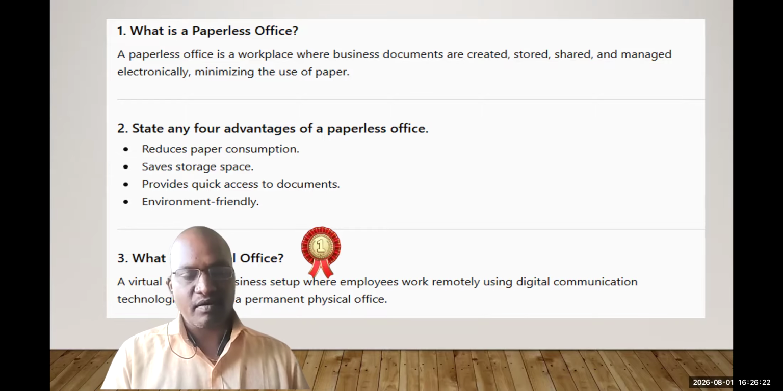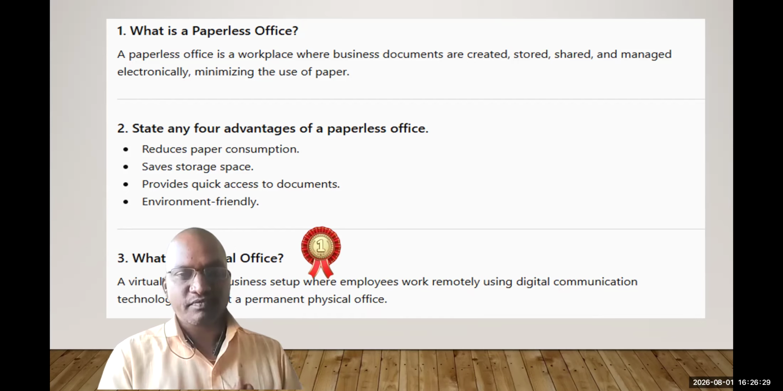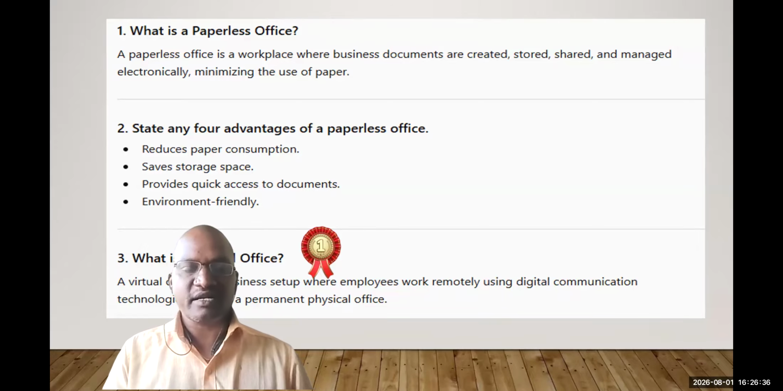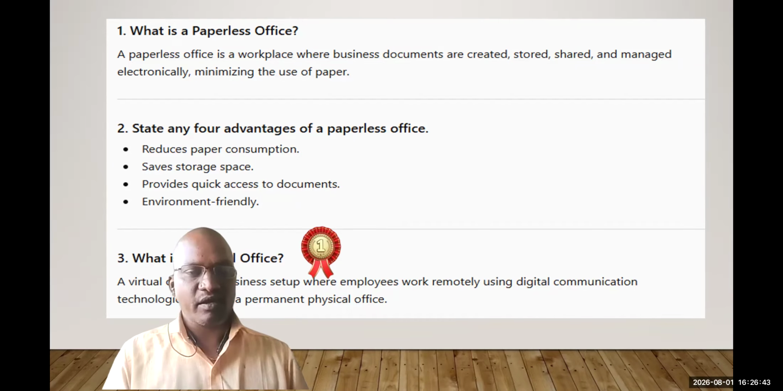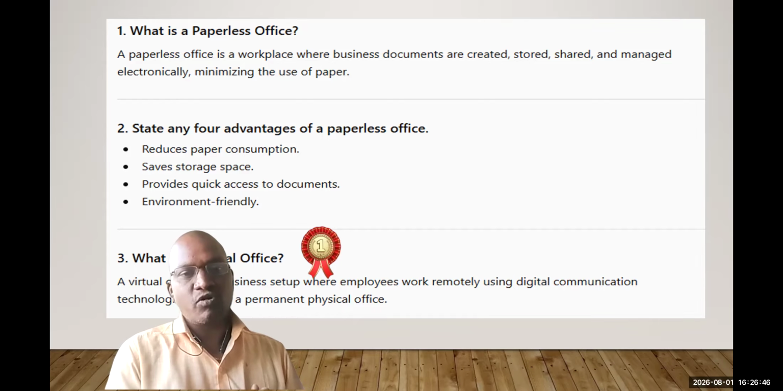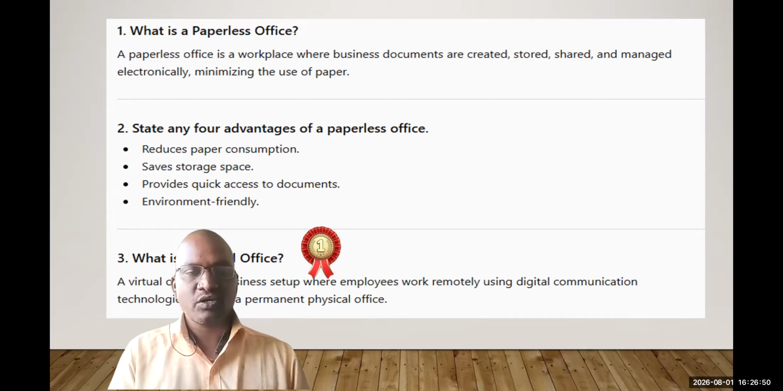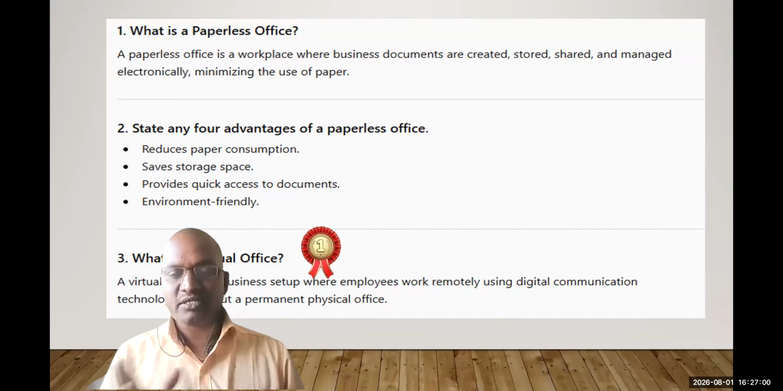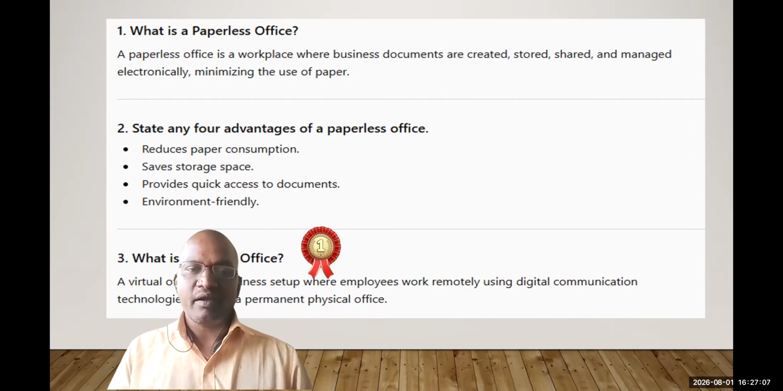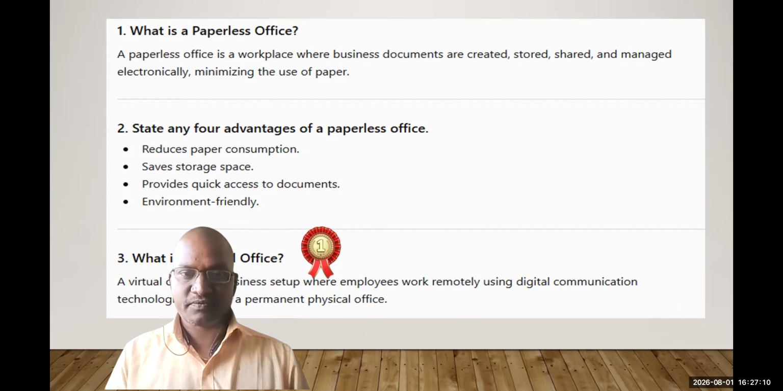So why do we adopt a paperless office? We produce papers, and to produce more papers we need to cut more trees. More trees being cut means we are encouraging deforestation. So to protect the environment and the forest, we avoid using more paper. To minimize the usage of paper, we are adopting the concept of a paperless office. So a paperless office is a workplace where business documents are not printed. Business documents are created, stored, shared, and managed electronically to minimize the usage of paper.